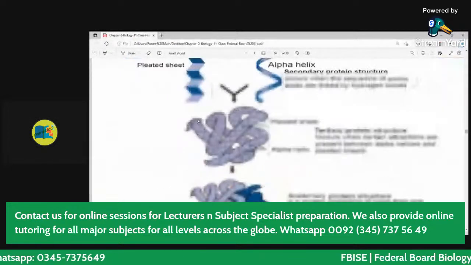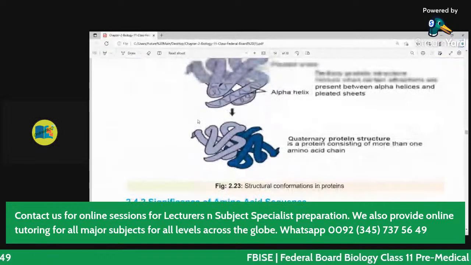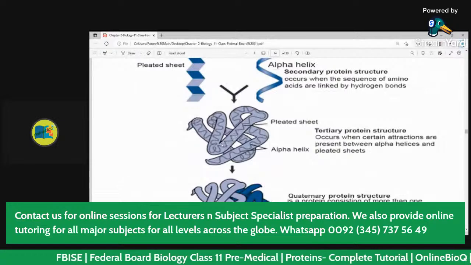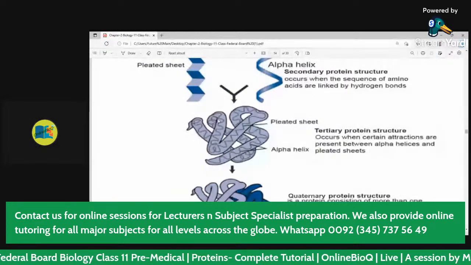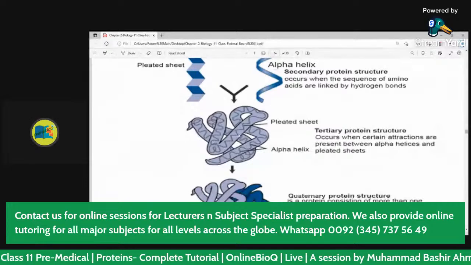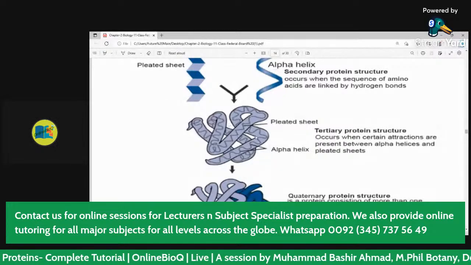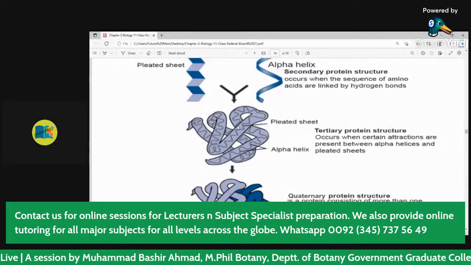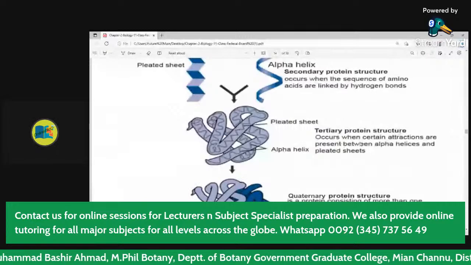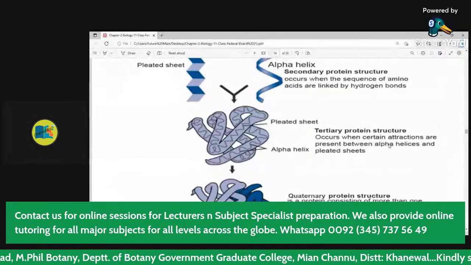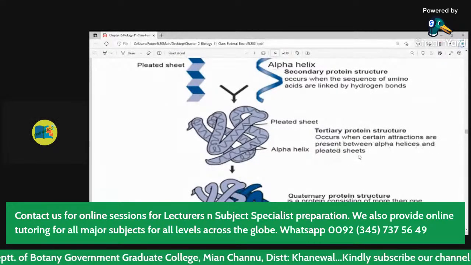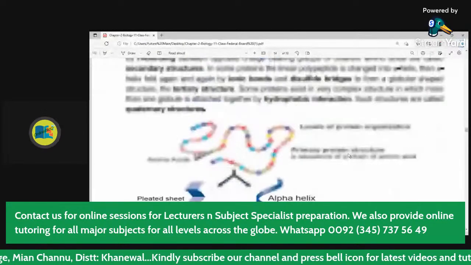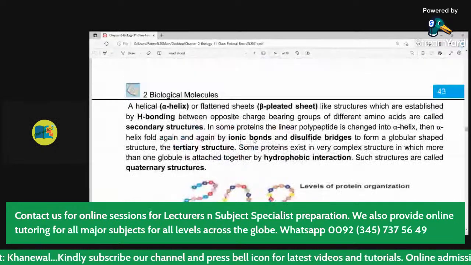Here we can see this alpha helix is present, and it is being arranged into the next level of structure, known as the tertiary structure of proteins. It occurs when certain attractions are present between alpha helices and pleated sheets. So what are the interactions? These are the ionic bonds and disulfide bridges.